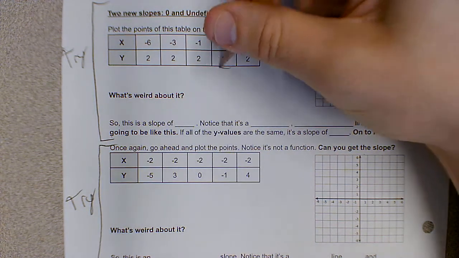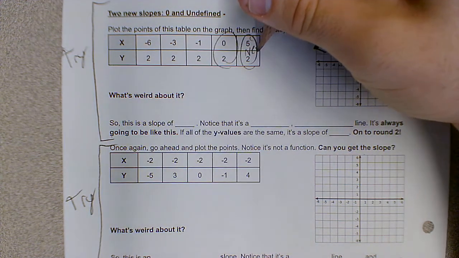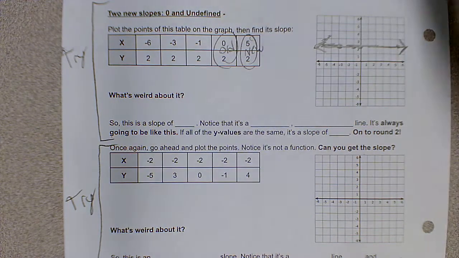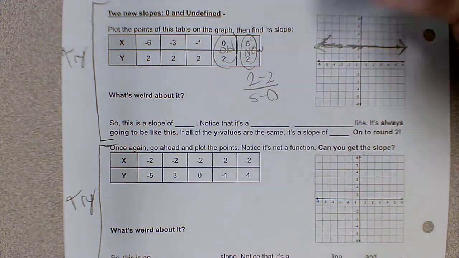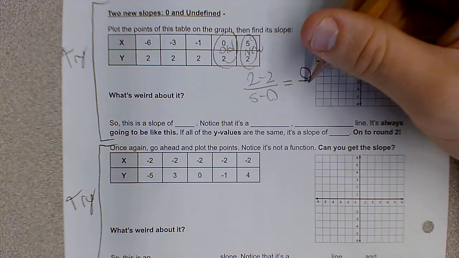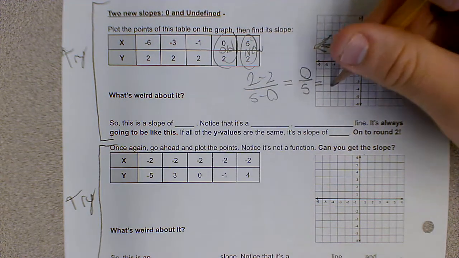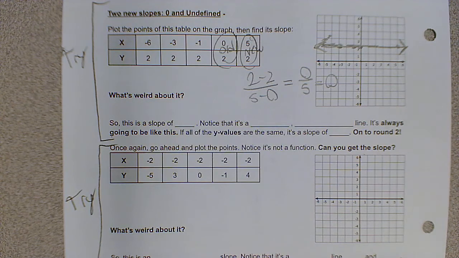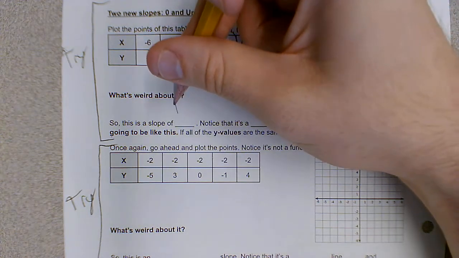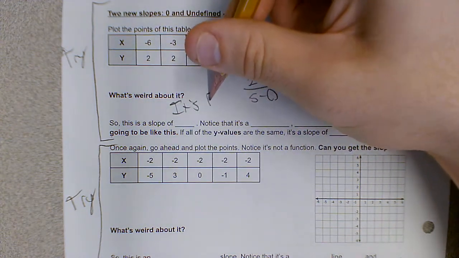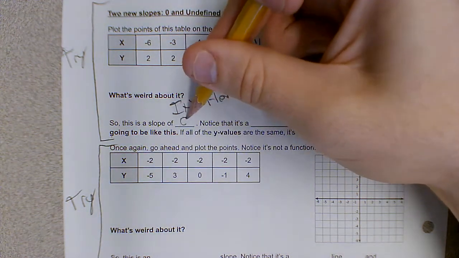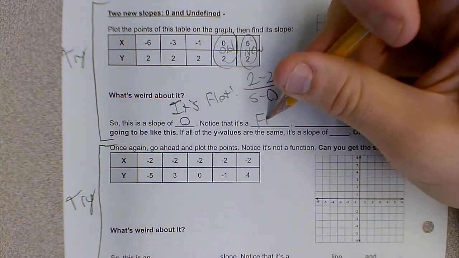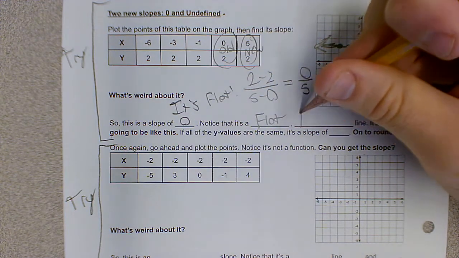All right. Let's also find its slope. So we're going to do new and old. We've got 2 minus 2 over 5 minus 0. It's going to be 0 over 5, or a slope of 0. What's weird about it? Well, it's flat. So this is a slope of 0. It's a flat horizontal line.